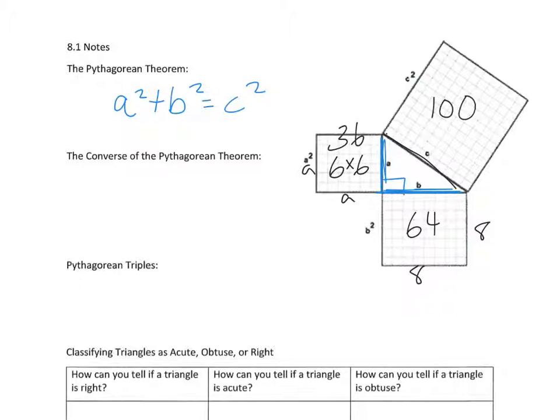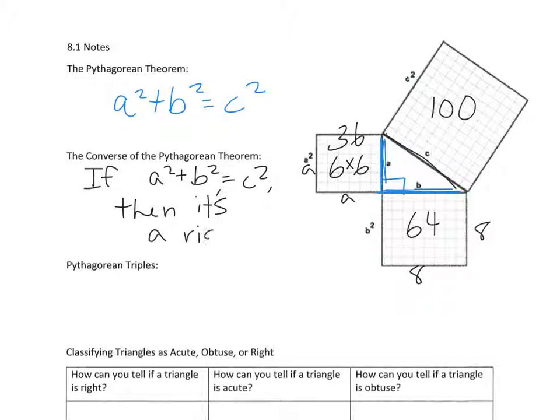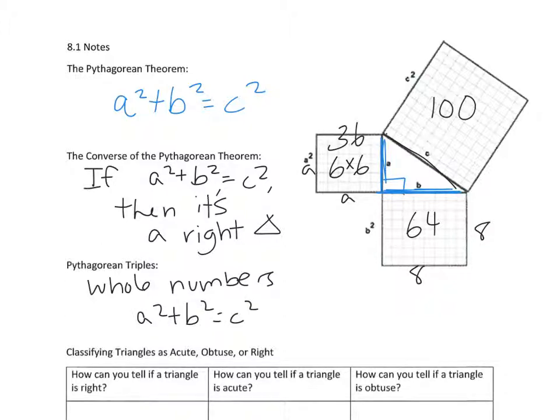The converse of the Pythagorean theorem is if a squared plus b squared equals c squared, then it's a right triangle. Pythagorean triples are whole numbers such that a squared plus b squared equals c squared. So common Pythagorean triples are 6, 8, 10, 5, 12, 13, and any multiple of them.